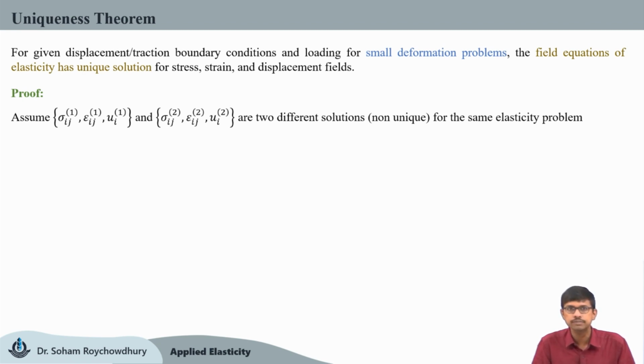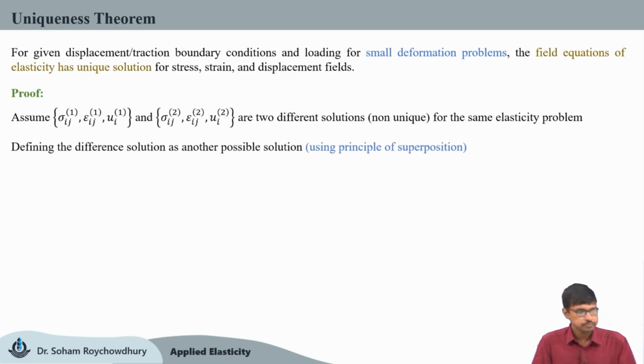Two different sets of solutions are chosen. The first set is sigma ij1, epsilon ij1, ui1. The second set is sigma ij2, epsilon ij2, ui2. These are two possible sets of solutions for stress, strain and displacements for the same elasticity problem.